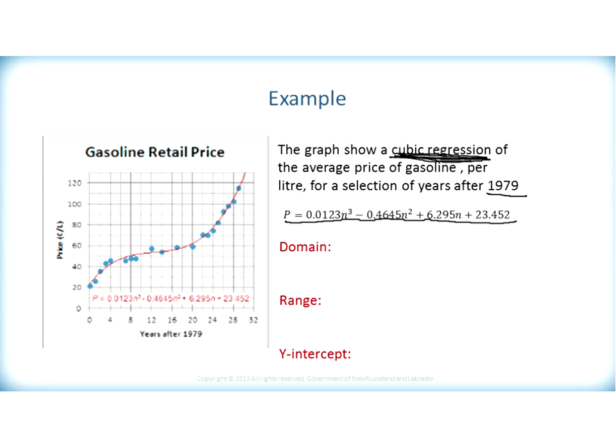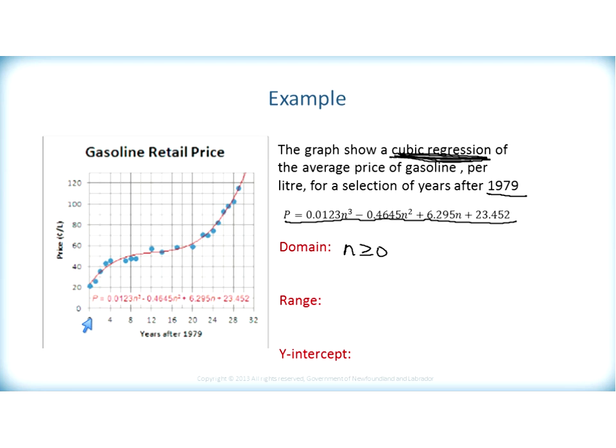For example, we can look at the domain, and in this case, the domain is the years after 1979, and we can see the years after 1979 under consideration. We can say that n is greater than or equal to 0, 0 being year 1979. The range, of course, in this graph will be the cents per liter. That's the range values of cents per liter.